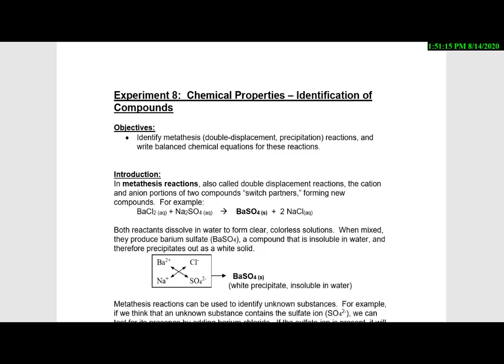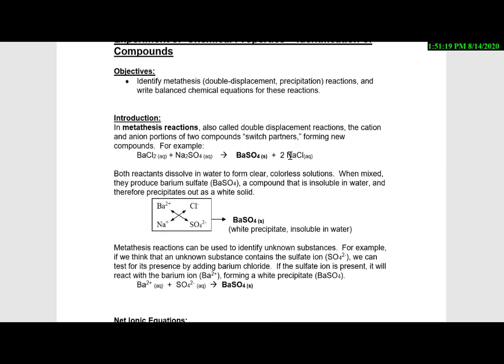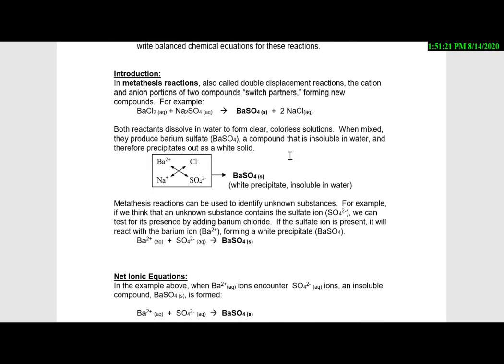Here's an intro into experiment 8, chemical properties. So what we're looking at here is whether reactions take place, specifically reactions that are going to produce a solid precipitate or a gas or neutralization, which will produce liquid water. I'll show you examples of those.